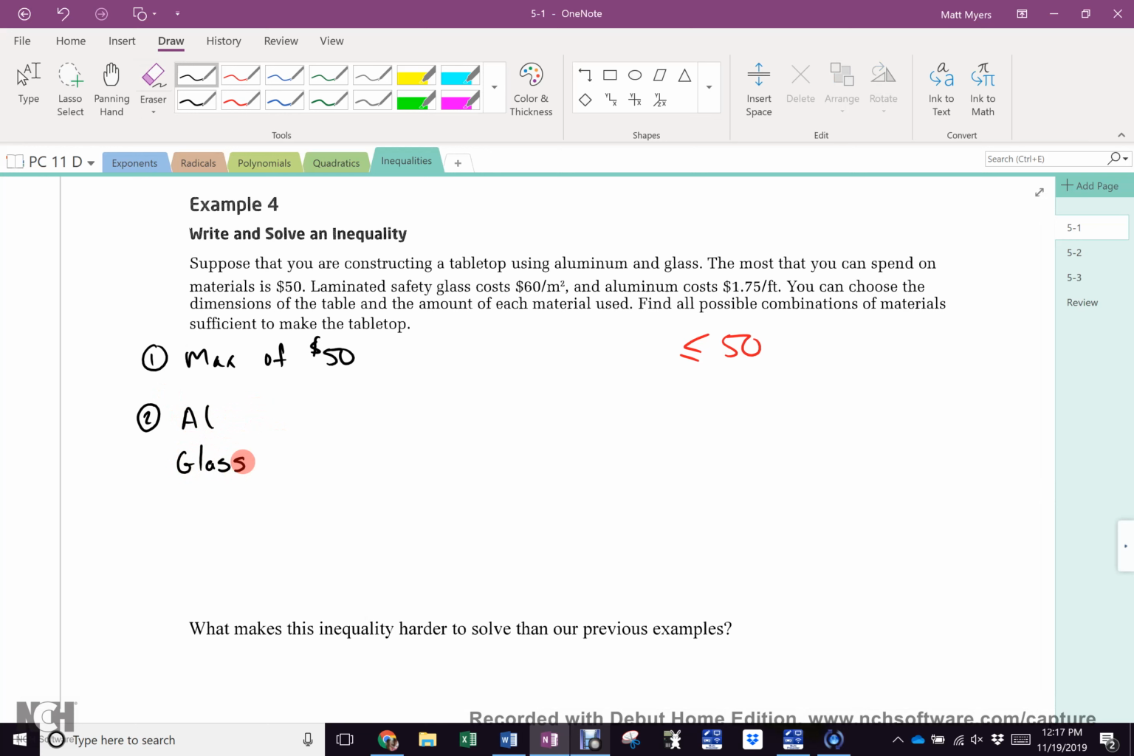Y equals negative 1.75x over 60 plus 50 over 60. Barf. Who wants to graph that? Not by hand. So what can we use? What have we already used this year that has graphed hideous stuff for us pretty easily?